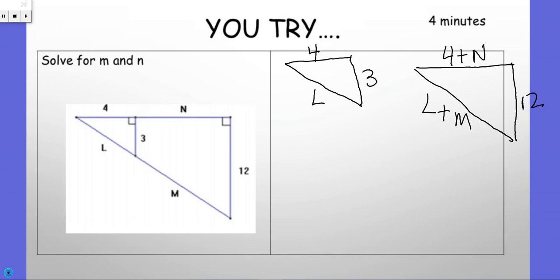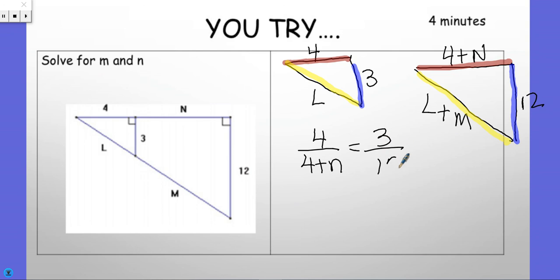So I'm going to get my matching sides. 4 matches 4 plus N. L matches L plus M. And 3 matches 12. Ooh, let's see if I'm going to be able to get here without having to do something extra. Let's see. I'm going to say 4 over 4 plus N equals 3 over 12. Ooh, I got by. Okay, so now we go 3 times 4 plus N equals 4 times 12.